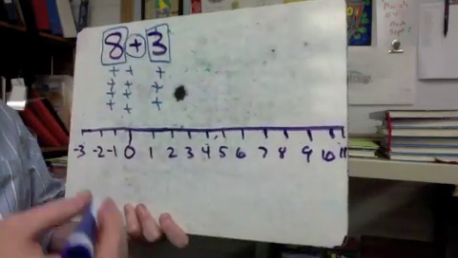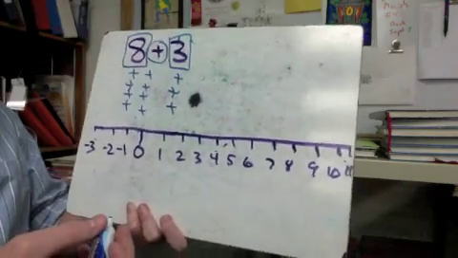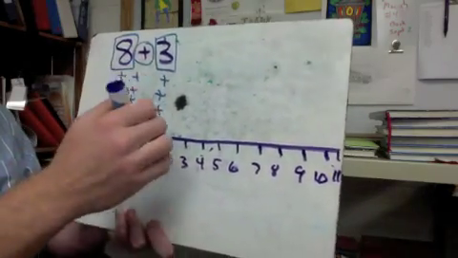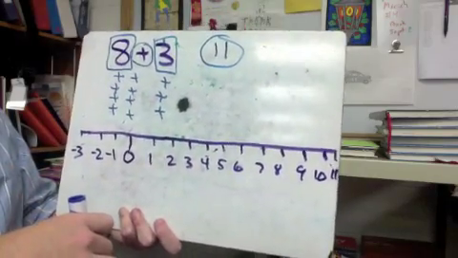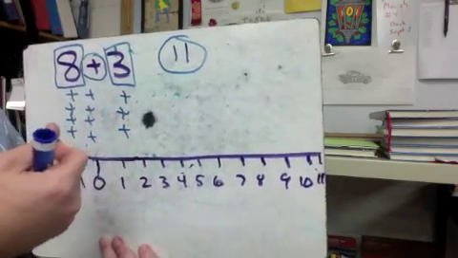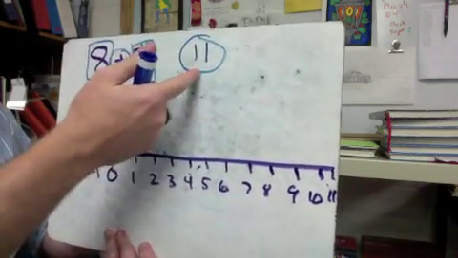Now my goal is just to look and see how many of each symbol do I have. I don't have any negatives, so I don't need to worry about that. I have 8, 9, 10, 11 positives, so my answer is obviously positive 11. Okay. We're going to talk about canceling out because if you have a positive and a negative, they'll cancel out. But for right now, all we had was positives in that problem. Okay. So answer is 11.